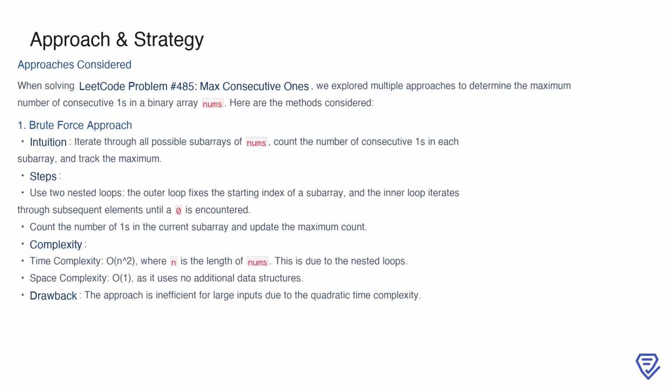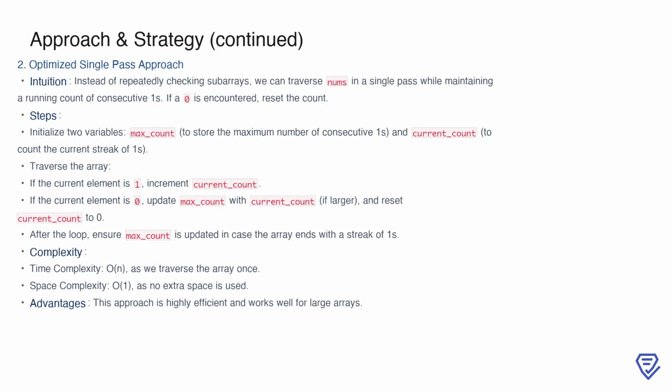While this method works, its time complexity is n squared, which makes it inefficient for large inputs. Additionally, it uses constant space since no extra data structures are required. However, the major drawback of this approach is its quadratic complexity, which leads to poor performance as the size of the array increases. Now, a more efficient solution is the optimized single-pass approach.